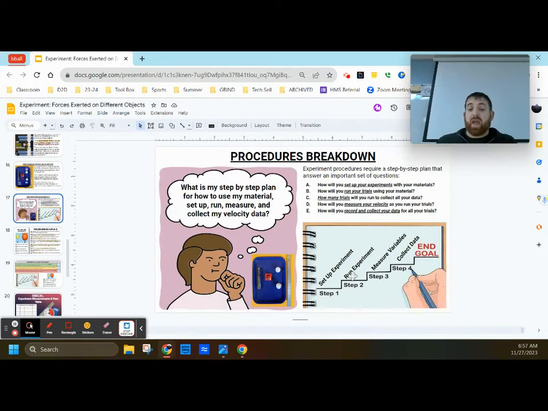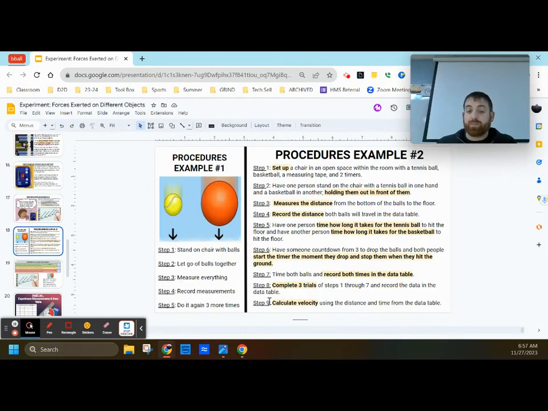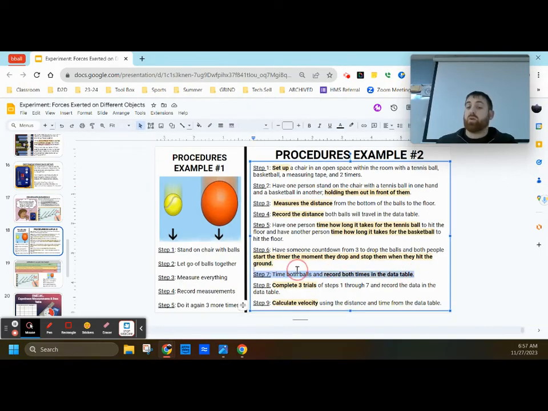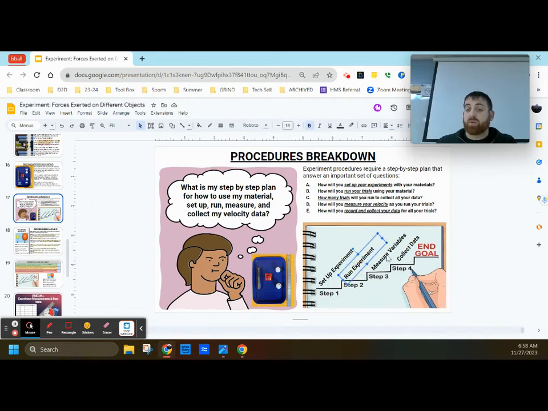So notice, again, how we're running that experiment. We have the setup, we're running the experiment, we even have some things that we're measuring and collecting in terms of data as we go through. Time both balls and record both times in the data table. Complete 3 trials of steps 1 through 7 and record the data in the data table. Last but not least, calculate velocity using distance and time from the data table. So we have 9 steps here. In these 9 steps, we have the 4 components within every good procedure for an experiment.